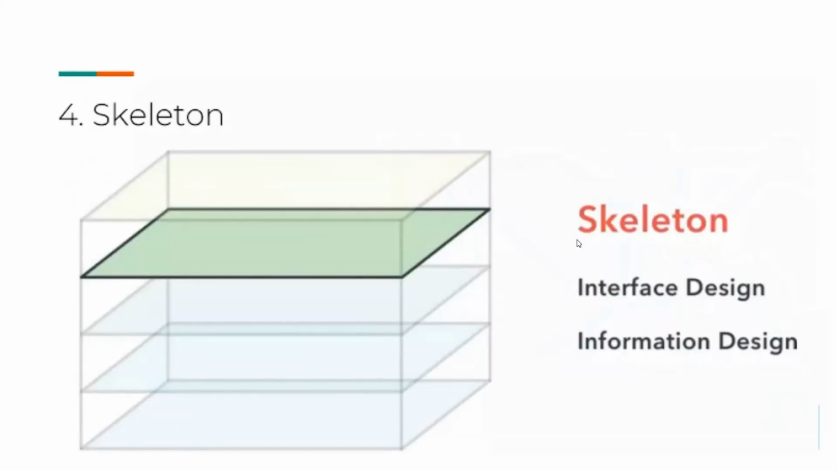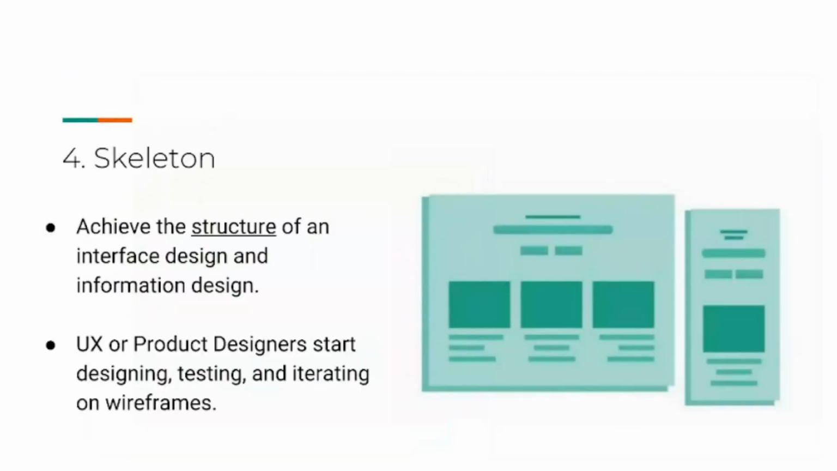Number four is skeleton. Skeleton is where we now have the interface design and information design, to achieve the structure of an interface design and information design. So that's when the UI designer comes in.